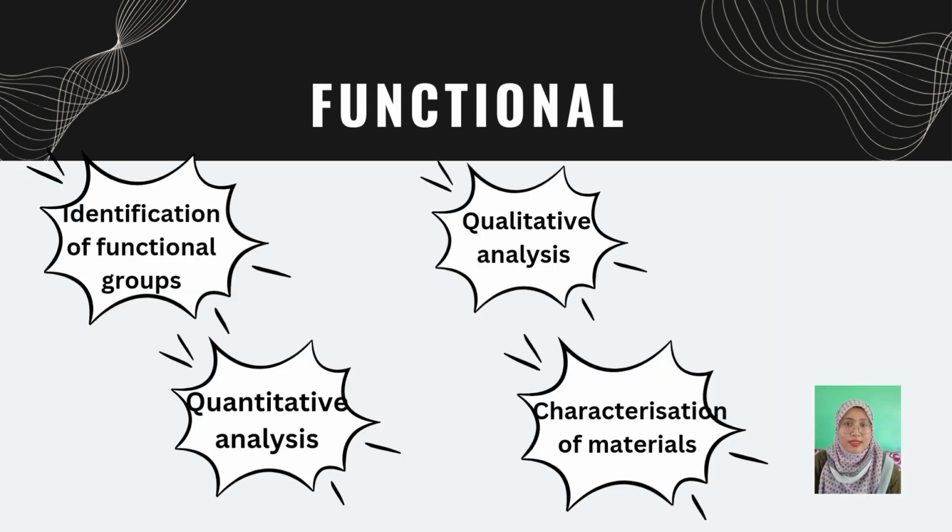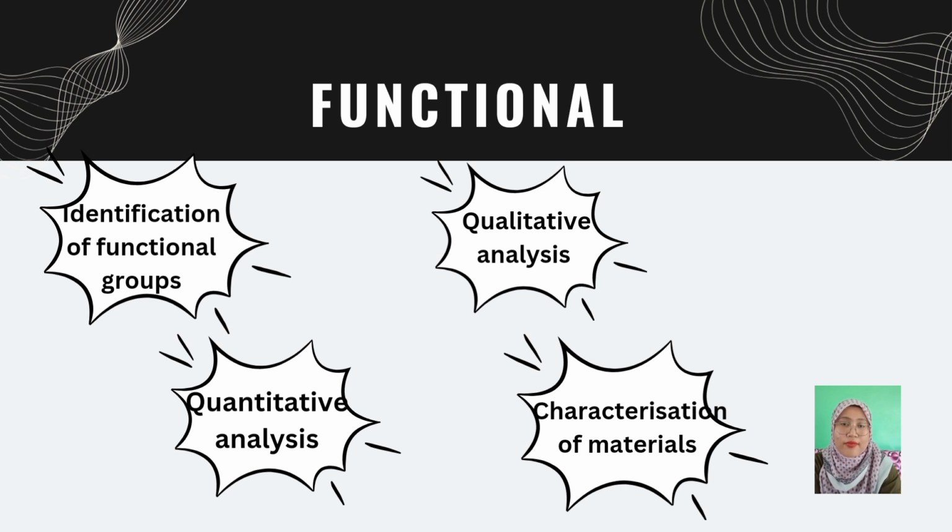First is identification of functional groups. FTIR machines are capable of identifying various functional groups in a molecule by measuring their unique absorption peaks. Second is qualitative analysis. FTIR spectroscopy is used to qualitatively analyze a sample, determining the presence or absence of specific compounds or functional groups. This helps in identifying unknown substances by comparing the sample spectrum with reference spectra.